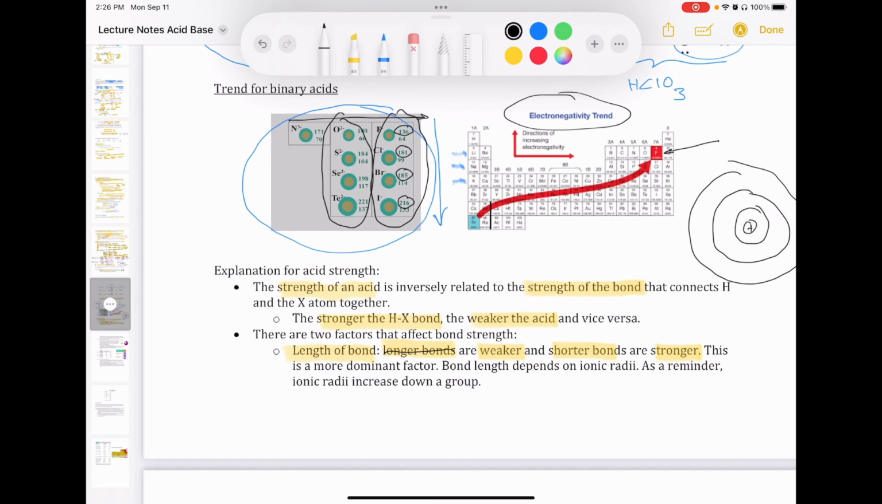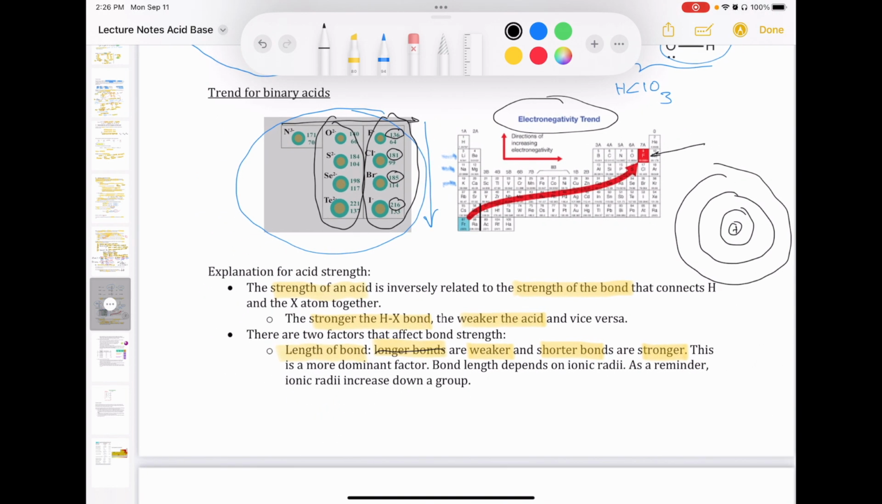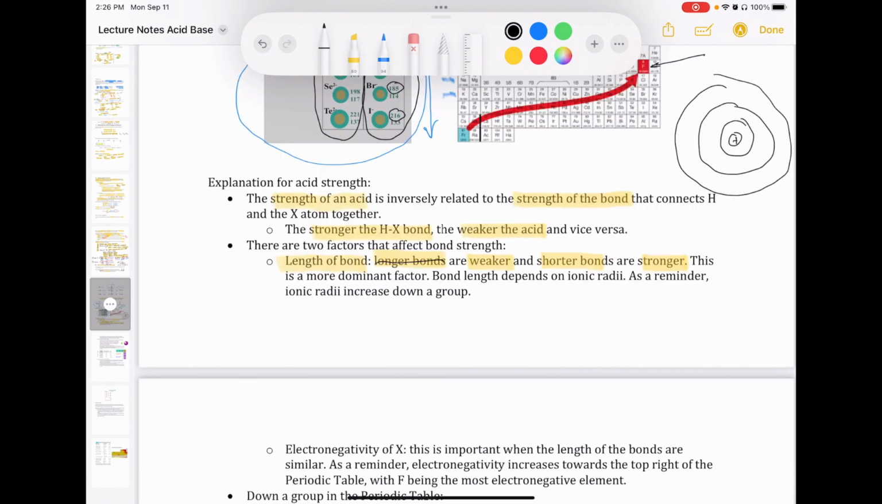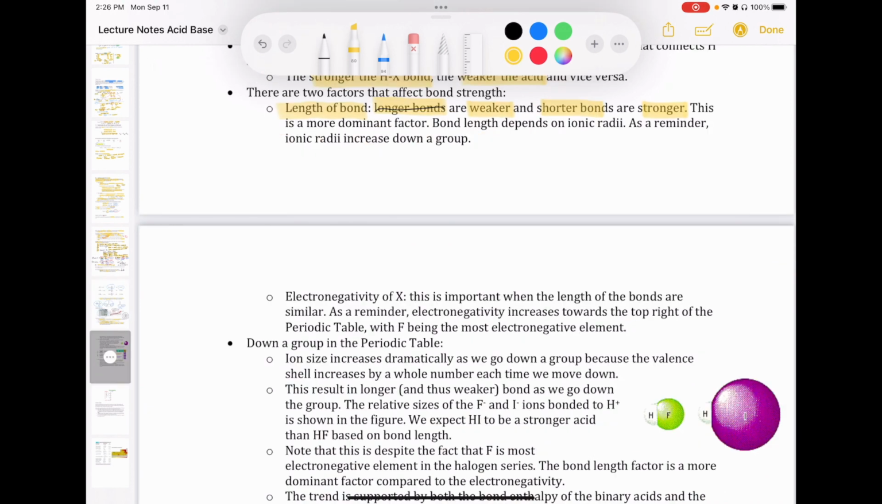in terms of the strength of the bond, whereas electronegativity is going to be more important when you go left and right, because at that point the size is about the same, so the electronegativity becomes the critical factor. And that's exactly what I mentioned here.